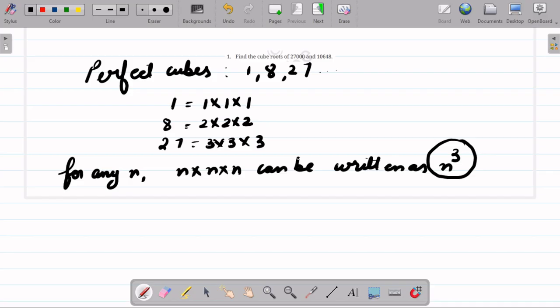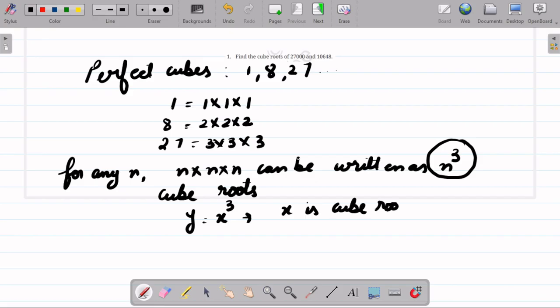And now I want to tell you about the cube roots. Now what are cube roots? The concept will be the same as square roots. In general, if we have y is equal to x cube, then we call x the cube root of y, and it can be written as x is equal to cube root of y, and this is the radical sign of cube. Now you have to put 3 on the head of the root sign.